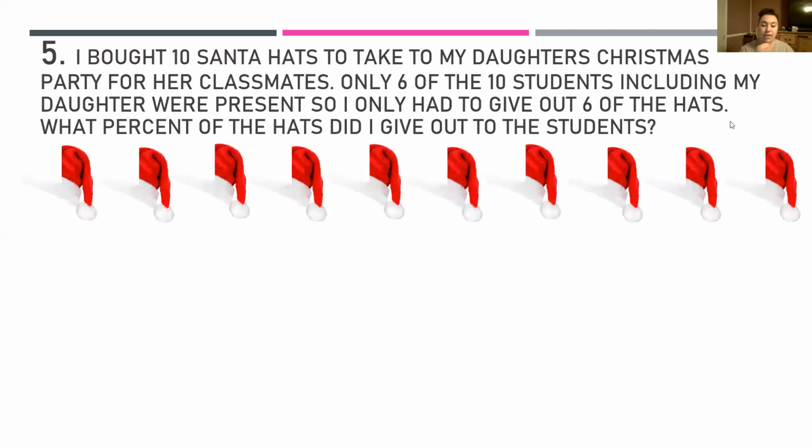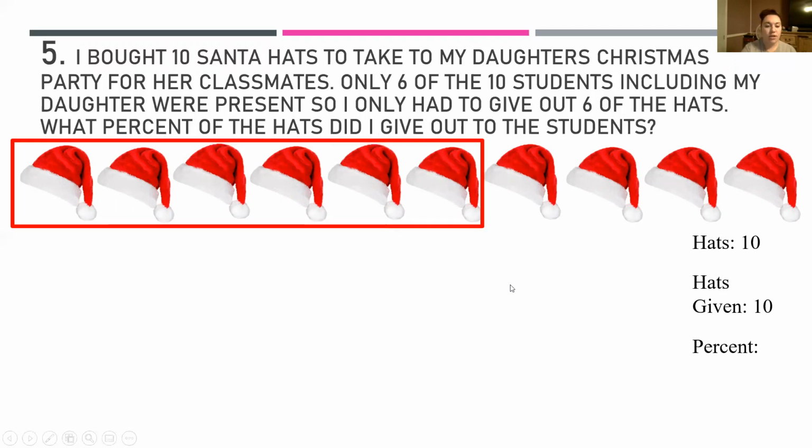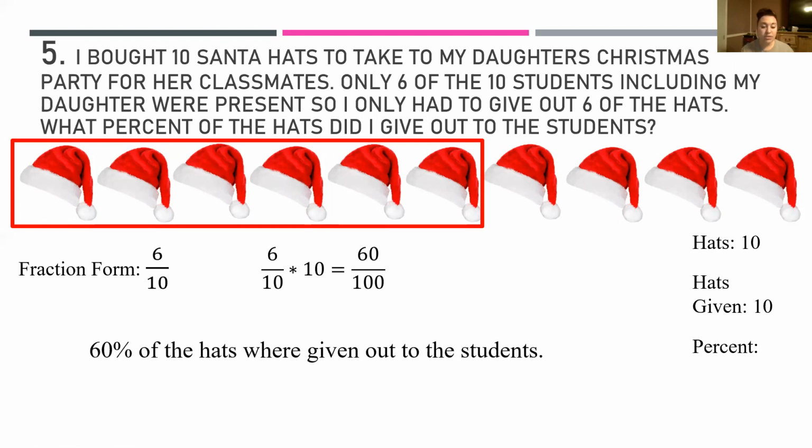Okay, so here we have our 10 Santa hats. Showing over here, we have 10 hats. The hats given were 6. And so this is just showing how many of the hats that I gave out was 6. Now, fraction form. If I give out 6 of my 10 hats, that's 6 out of 10. So 6 over 10 times 10 gives you 60 of 100. Usually when we put things over 100, it's automatically a percentage. So 60% of the hats were given out to the students.